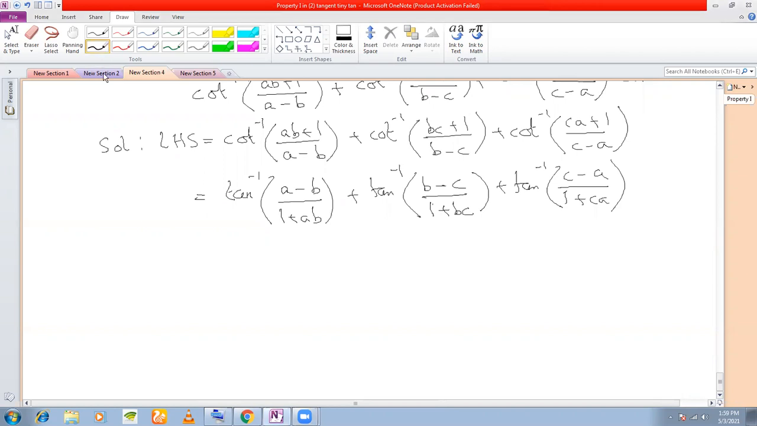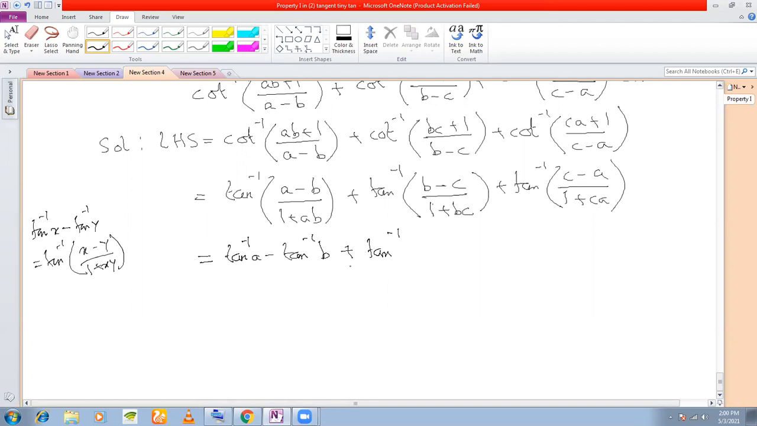Okay, so as I said, you take the reciprocal, convert cot inverse to tan inverse, and now it looks like a familiar form. If you remember, tan inverse x minus tan inverse y is equal to tan inverse of (x minus y) by (1 plus xy), isn't it? Now this looks like this one only. So you get tan inverse a minus tan inverse b, plus this looks like tan inverse b minus tan inverse c.